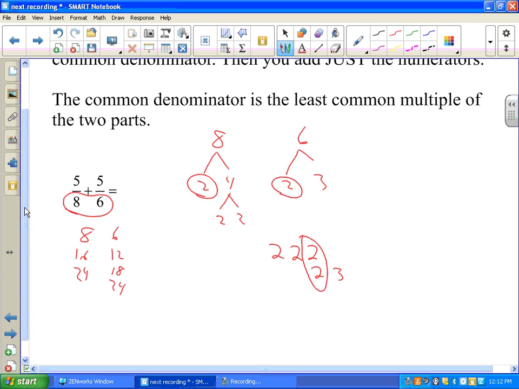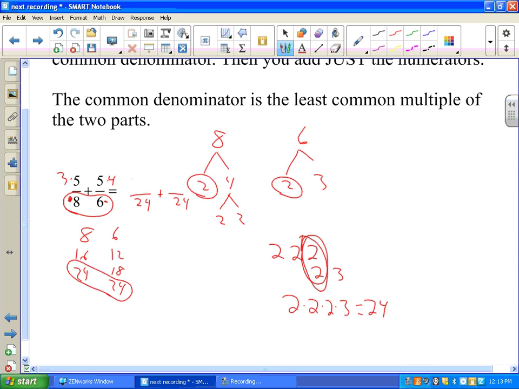I'm going to do 2 times 2 times that 2, this one set of 2s, times 3. 2 times 2 is 4, times 2 is 8, times 3 is 24. We can see by counting by the 2s, that's what we get also. Okay, so the common denominator is 24. Now, what do I have to multiply 8 by to get to 24? That's 3. So I'm going to do 3 times that 5. What do I have to multiply 6 by to get 24? That's 4. So I'm going to do 4 times 5.